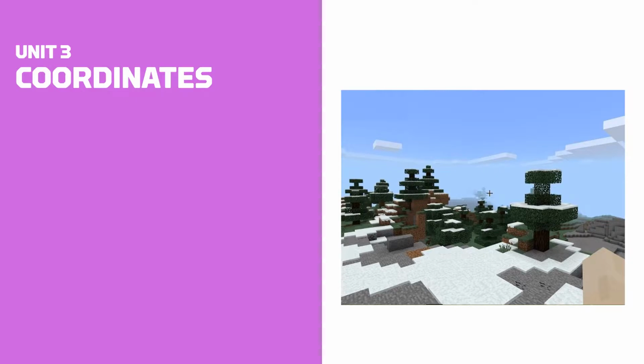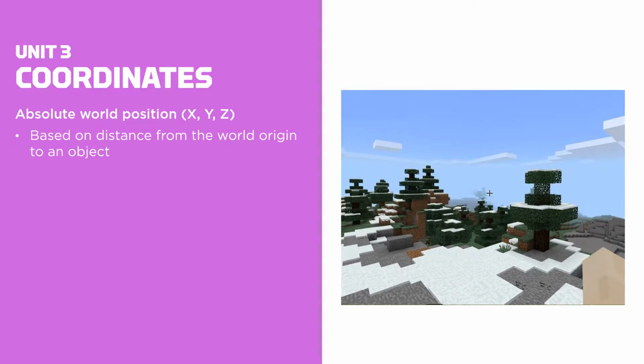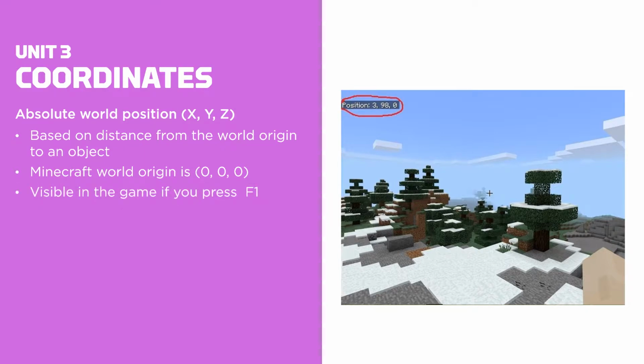There are two types of positions in Minecraft. Absolute world position is represented as X, Y, Z, and is based on the distance from the world origin point to an object. The Minecraft world origin is 0, 0, 0. Pressing F1 on the keyboard will show the player's absolute position in the game.